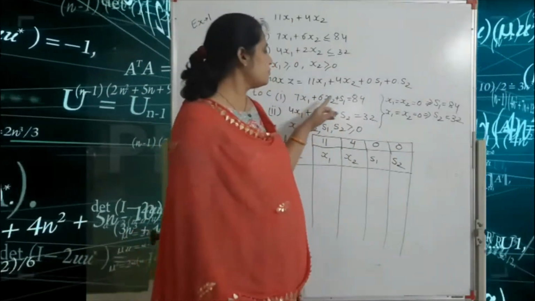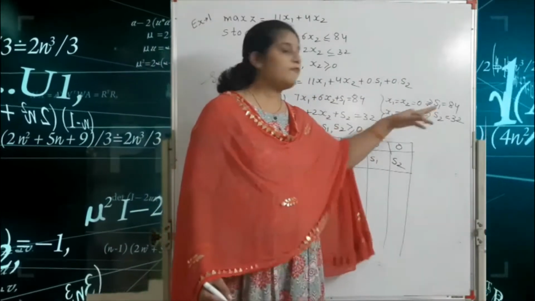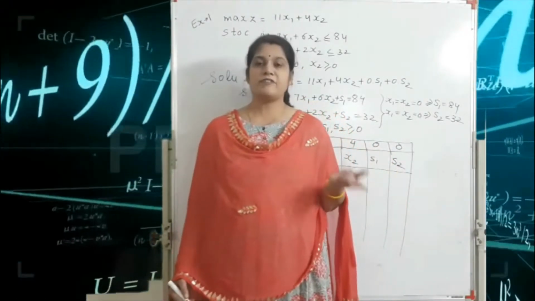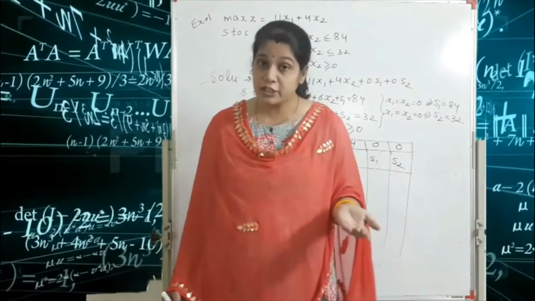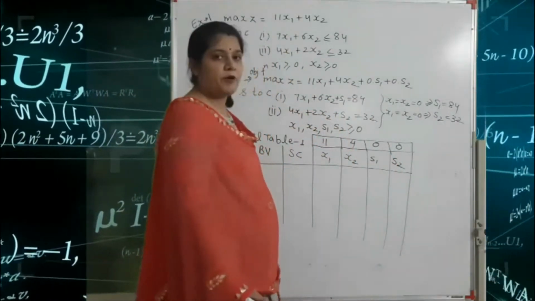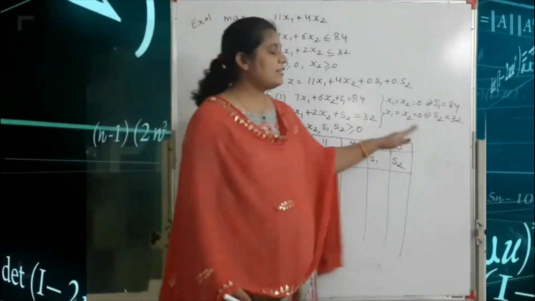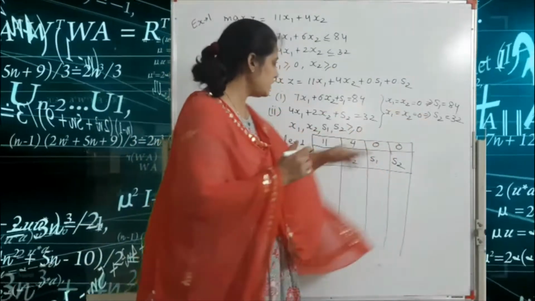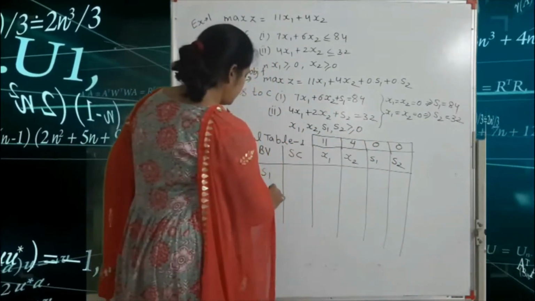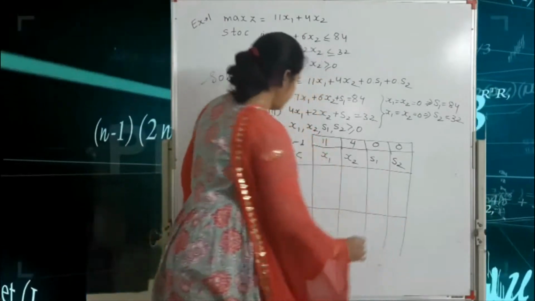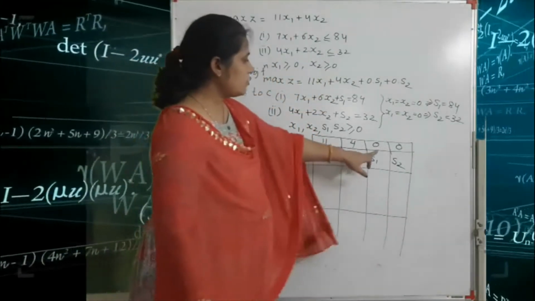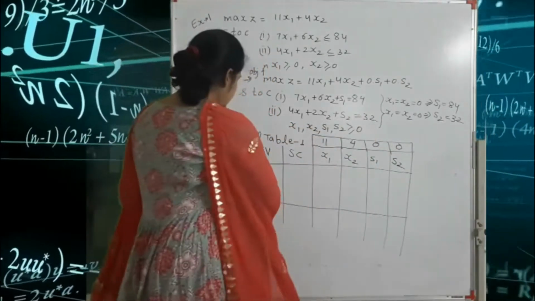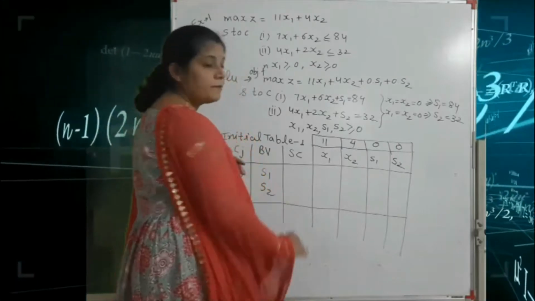Okay, so always you put the zero values, and if we get the slack variable, surplus variable or artificial variable, the values are positive. So we write this type of basic variable, and always the value of the basic variable is positive. Okay, so we write S1 and S2. Here we write the coefficient of S1 and S2. So S1 is 0 and S2 is 0, according to this row.